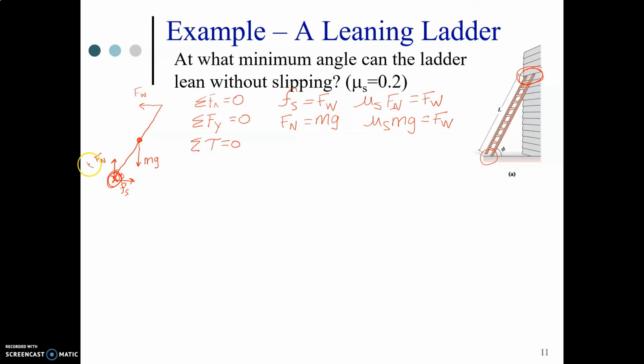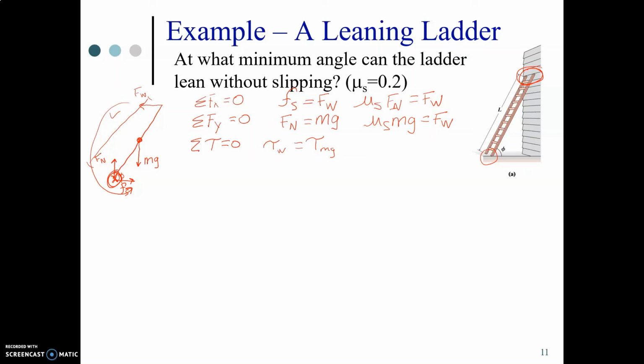Because the length of the ladder we can just call L, which means the force of the wall is going to be at a distance L, and the weight of the ladder is going to be at L over 2. So let's do a sum of the torques equation. The wall is causing counterclockwise rotation, so the torque from the wall has to equal the torque from the weight of the ladder.